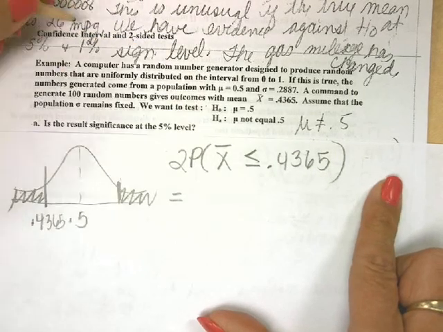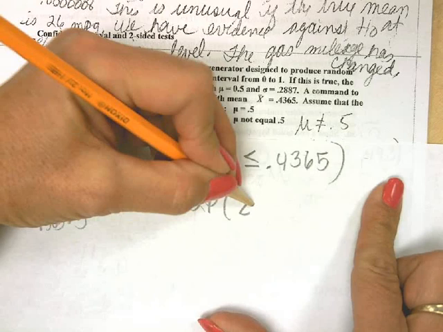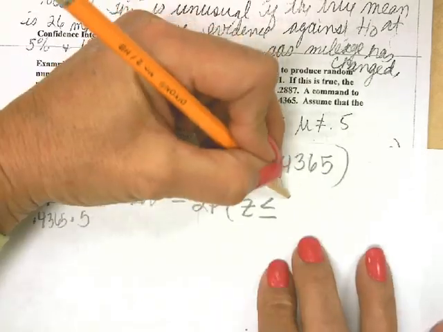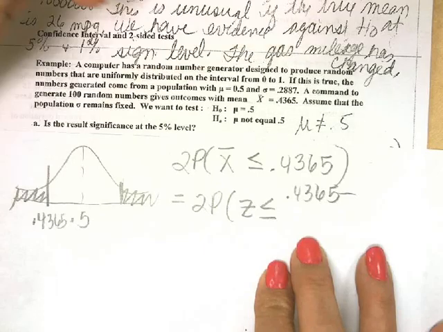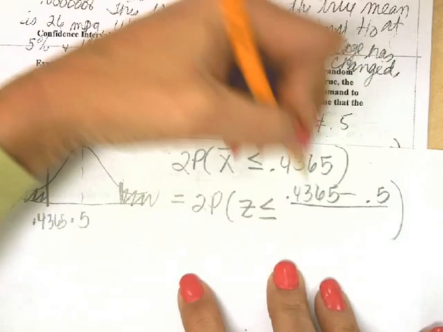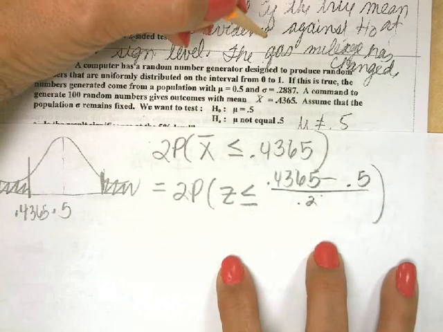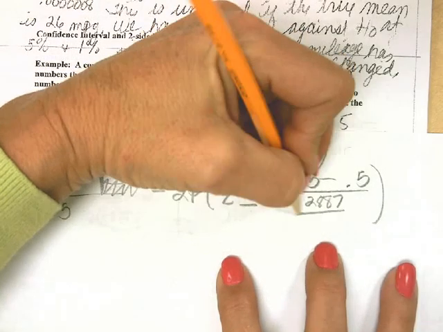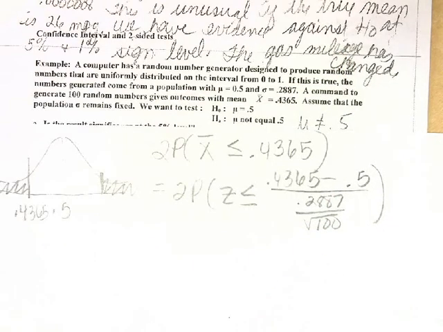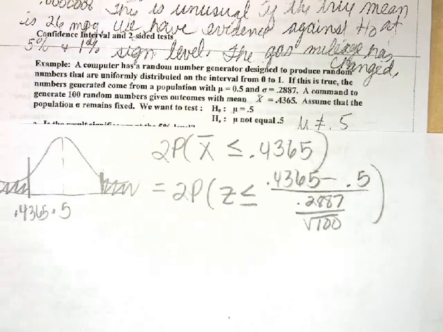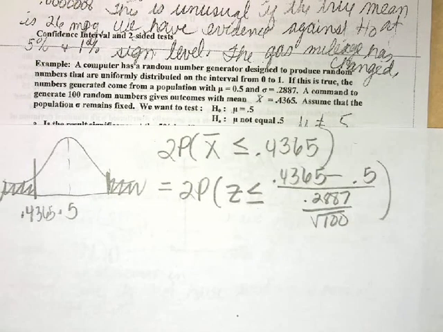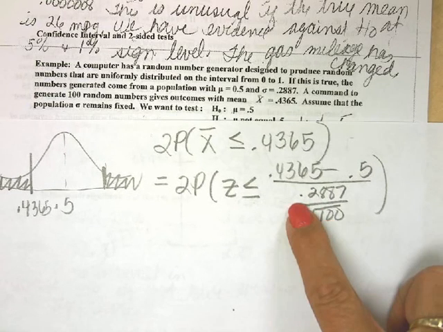So now I'm ready to find my test statistic. I would take that 0.4365 minus 0.5 divided by my standard deviation over the square root of n, 0.2887 over the square root of 100. And then I would convert that to the test statistic and do the arithmetic on it. Let me quickly do that. I hadn't done that ahead of time. So I have 0.4365 in my calculator minus 0.5, and I'm going to divide that by, and that's 10, so this is going to be 0.02887.